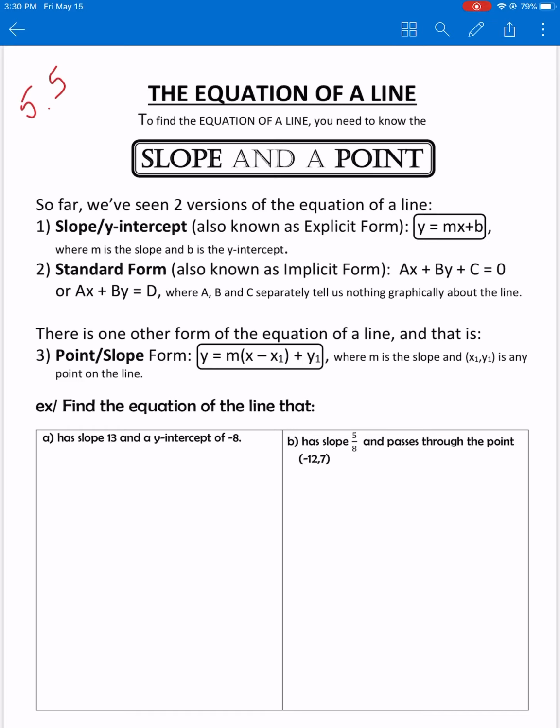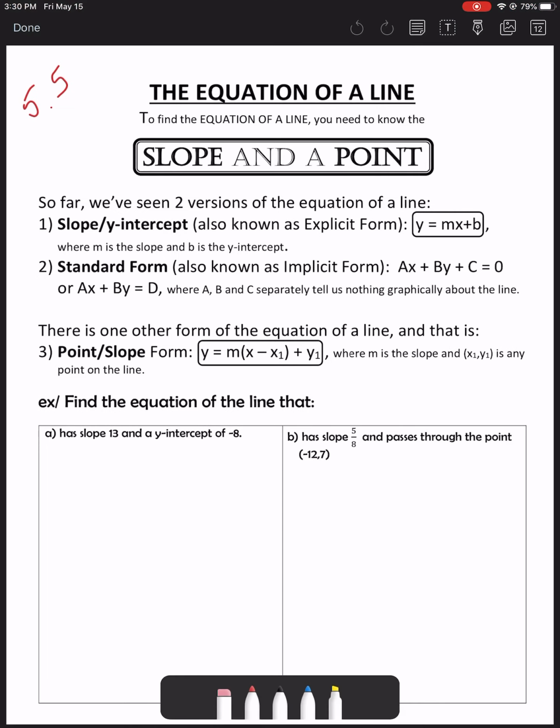Okay, so there are two possible equations that you would use to figure out what the equation of the line is. You're either going to use, or not two equations, but two forms. You're either going to use slope y-intercept form, which is y equals mx plus b, or you're going to use this brand new form, which is called point slope form. And point slope form is kind of based on the slope formula.